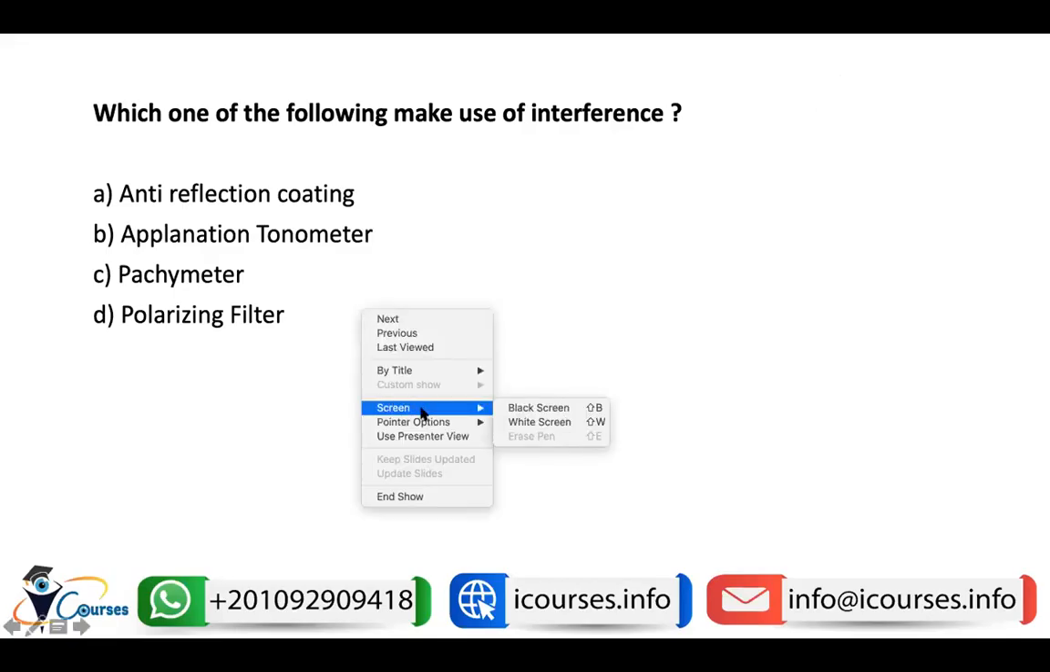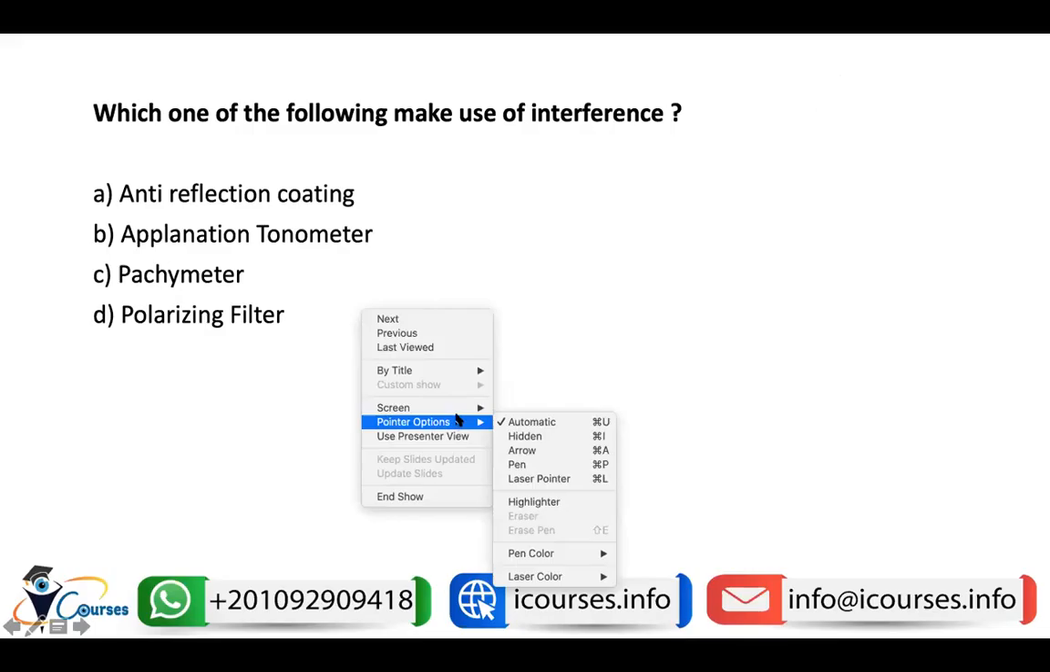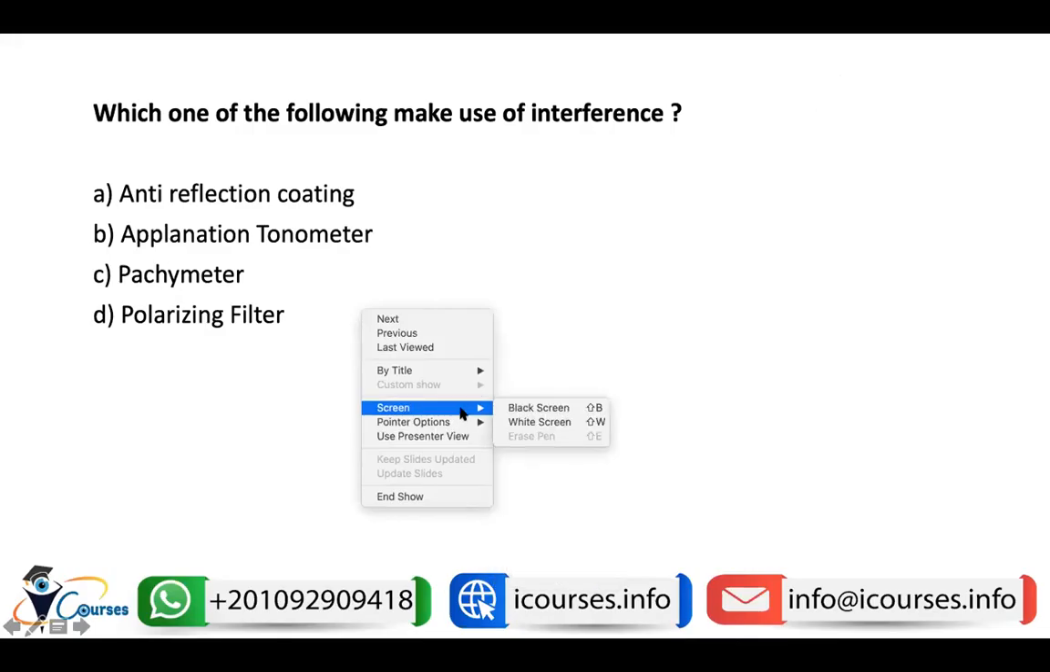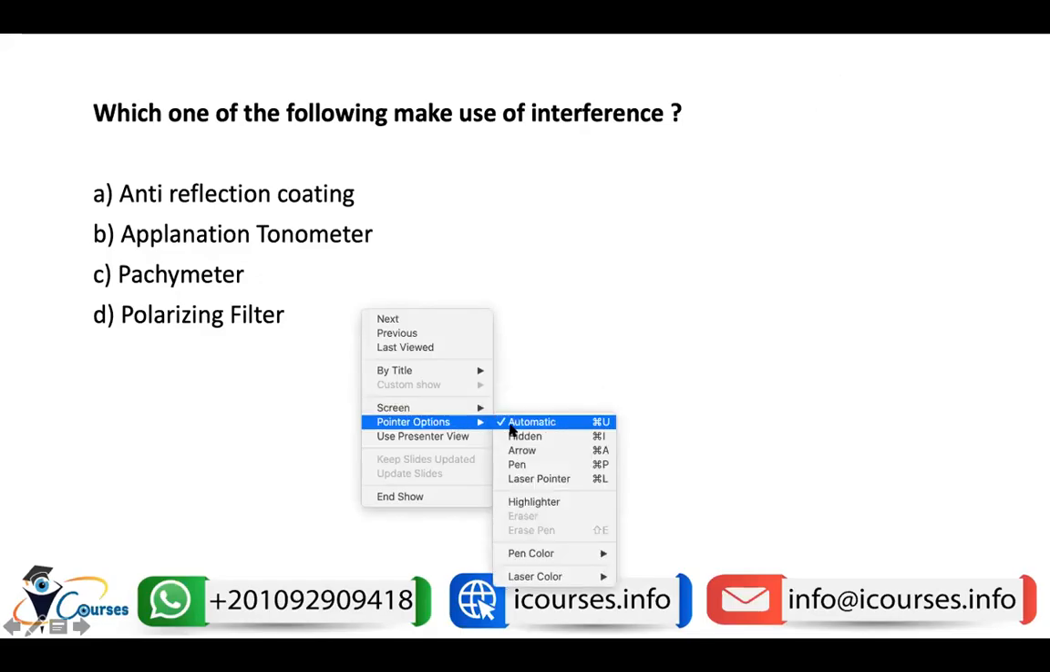Yeah, that's right. It is the anti-reflecting coating. So can you tell me what is the difference in wavelength between the incident light and reflected light in case of anti-reflecting coating in order for the interference to occur? And what is the type of interference? So Dr. Sadia is saying it is a quarter.